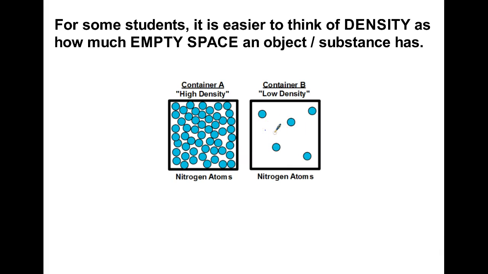And for me, this is a much handier way to think about density. I like to think about it as how much matter there is and how crowded that matter is. When we're trying to decide if something's high or low density, we can just look and ask ourselves, how much empty space is in there? How much room is there for more matter, for more atoms? This turns out to be, I think, a much better way to understand density.